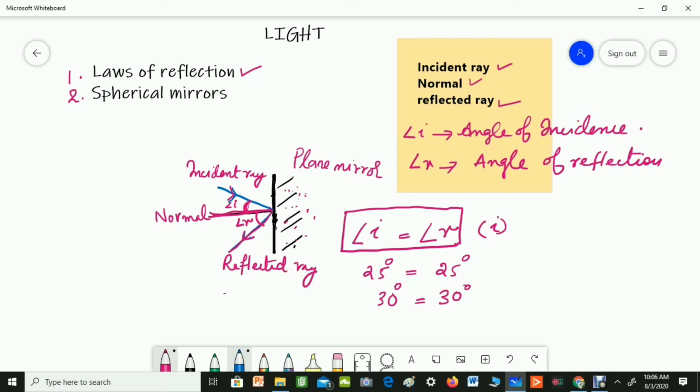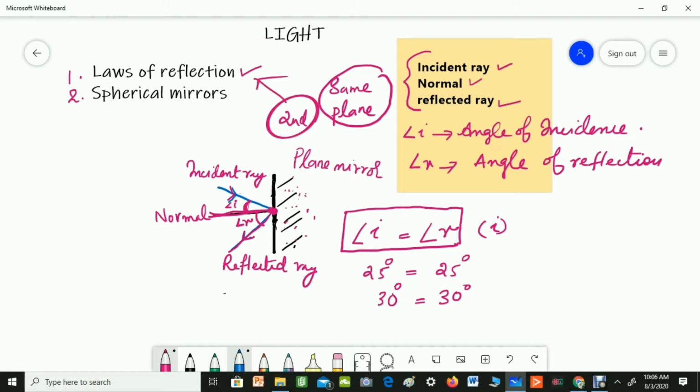And when you look at this diagram again, the incident ray, the normal to the point of incidence, and then the reflected ray, these three all lie in the same plane. This is the second law of reflection.